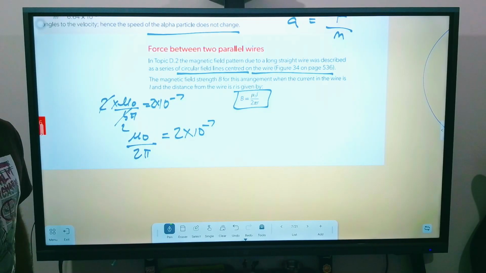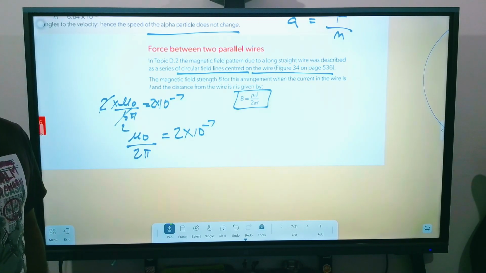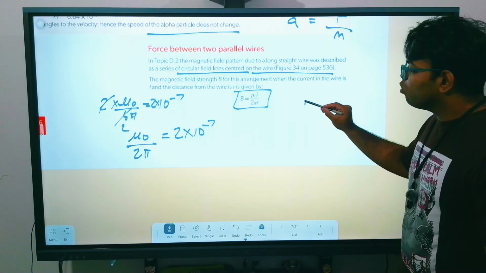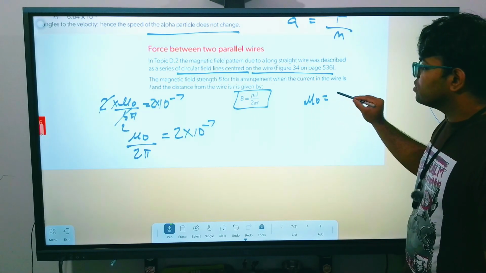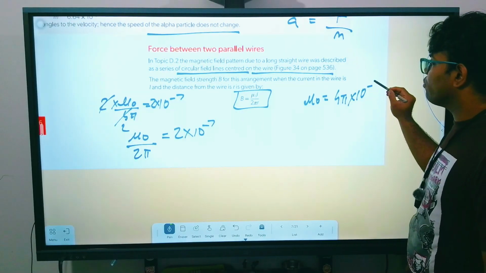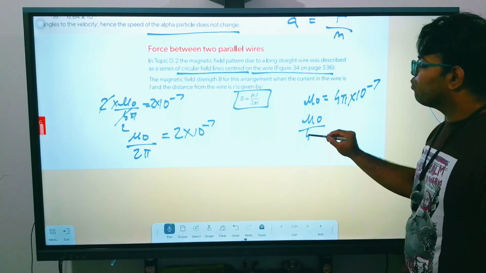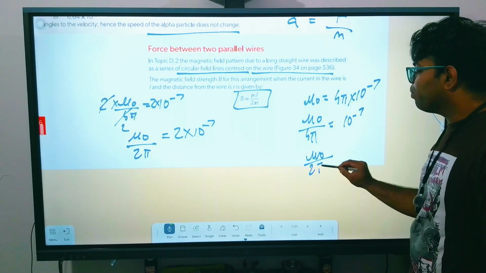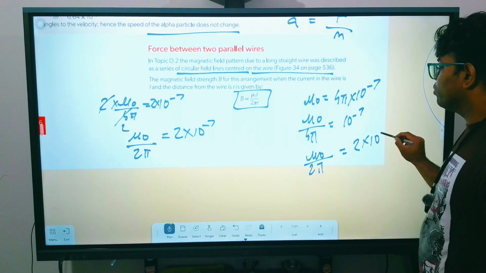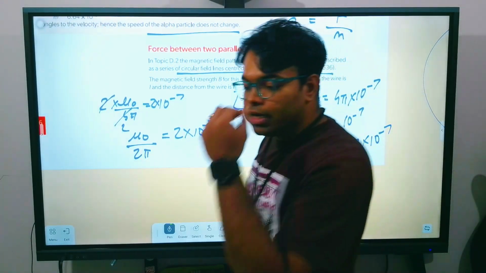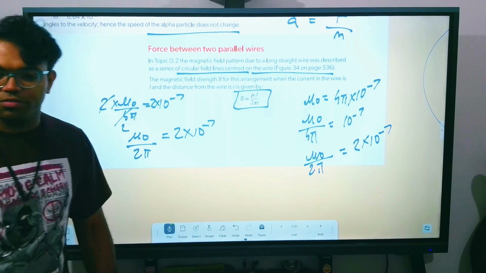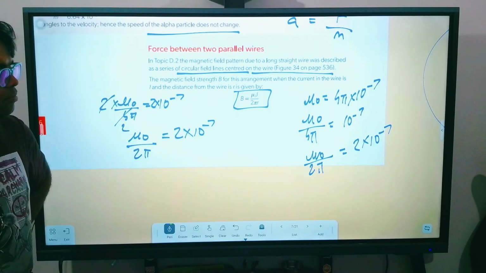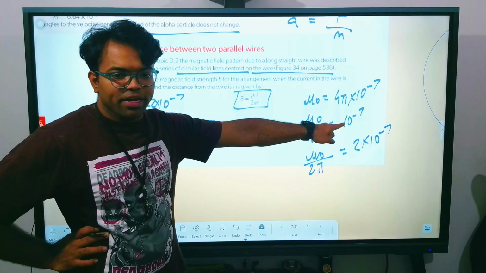You can write that in your book itself, or if you're using a tab, you can just create a short note there, otherwise you will not be able to understand. You know the value of mu naught is equal to 4 pi into 10 to the power of minus 7. Mu naught upon 4 pi is equal to 10 to the power of minus 7. Mu naught upon 2 pi is equal to 2 into 10 to the power of minus 7. So in different formulas, we will use different values. Okay. 10 to the power minus 7.